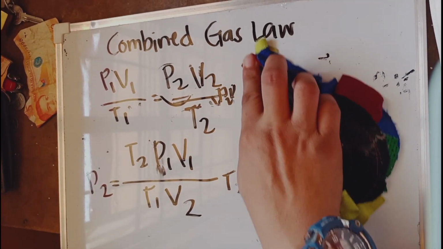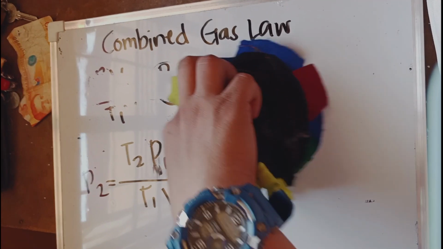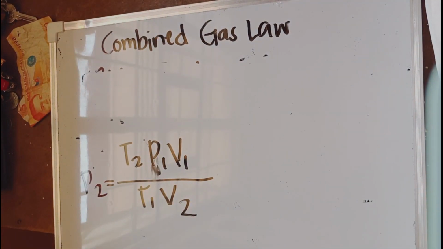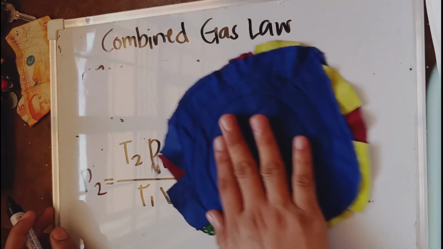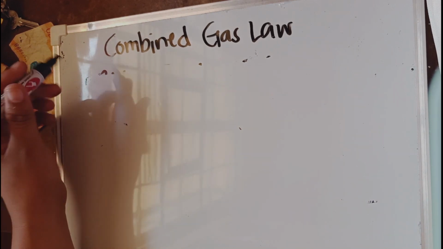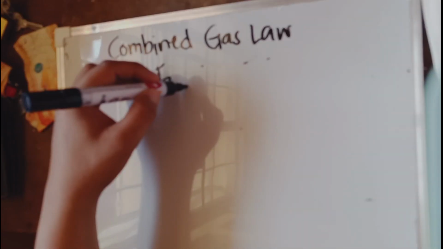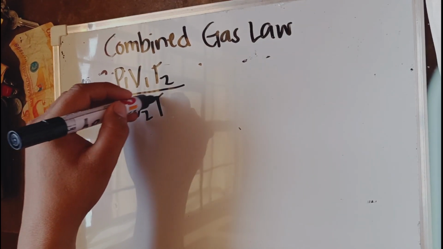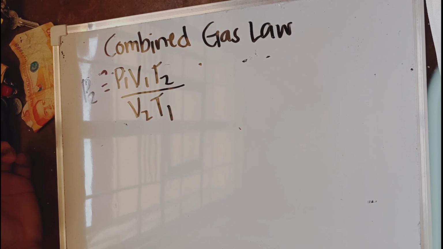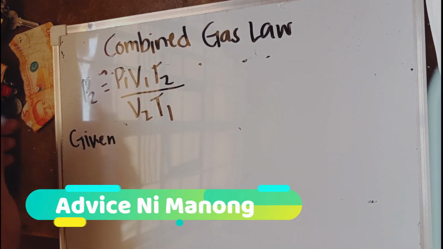Erase this. So, for example, you are asked to get the pressure. You can directly substitute the numbers, but we need to put first the right formula that we have. So we'll be having again pressure 2 is equal to pressure 1, volume 1, temperature 2 over volume 2 and temperature 1. Since you're looking for the pressure, we already derived the formula earlier. Next you can write the givens. This is the sample problem.